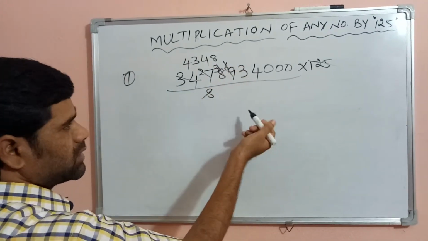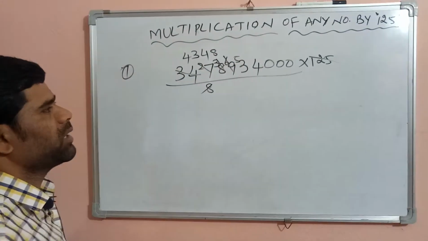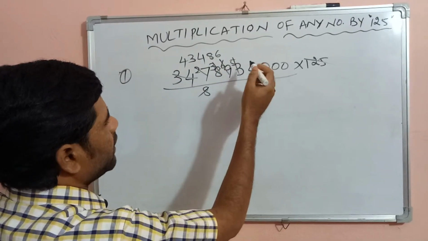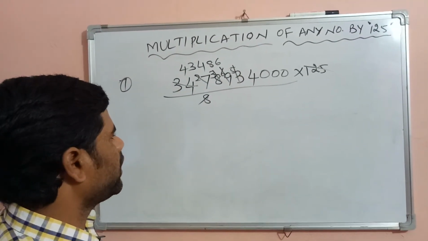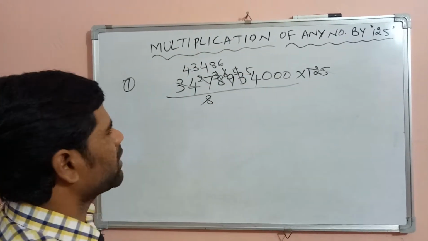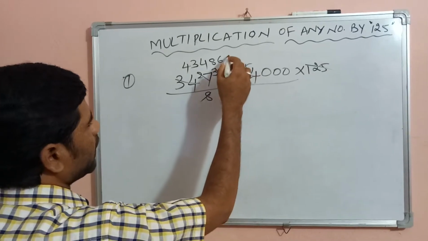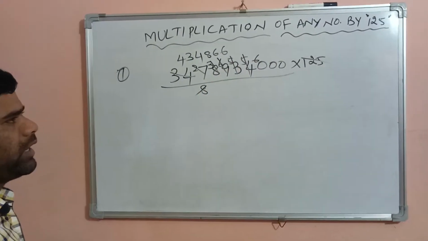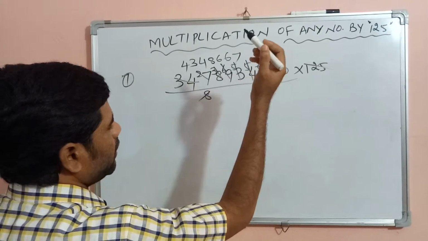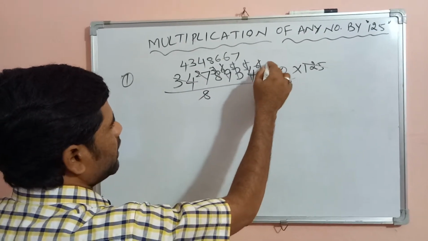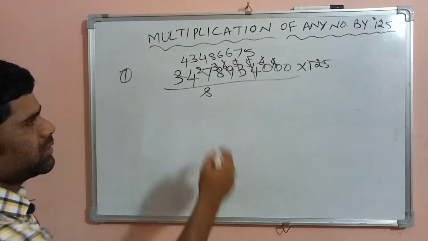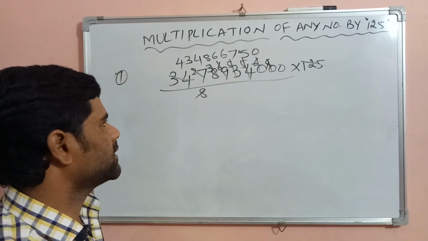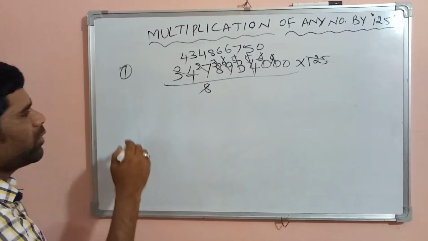Now 8 goes in 69 8 times. 69 minus 64 is equal to 5. So the number becomes 53. Now 8 goes in 53 how many times? 6 times, 48, and remainder is 5. So the number becomes 54. Now 8 goes in 54 again 6 times, that is 48, and remainder is 6. Number becomes 60. Now 8 goes in 60 how many times? 7 times, 56. 4 is the remainder, and 8 goes in 40 5 times. Now 0. So the answer is 434866750. Now one more example you will see.